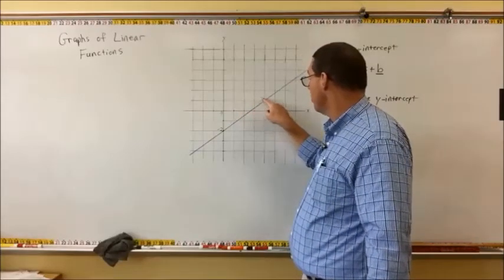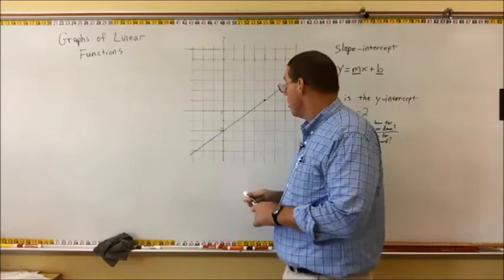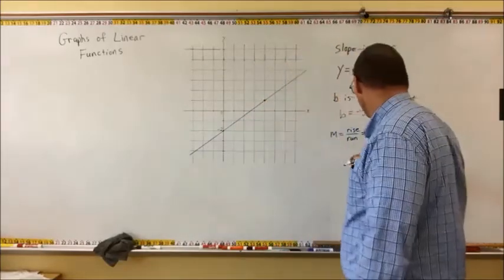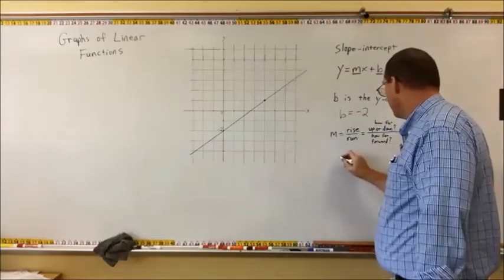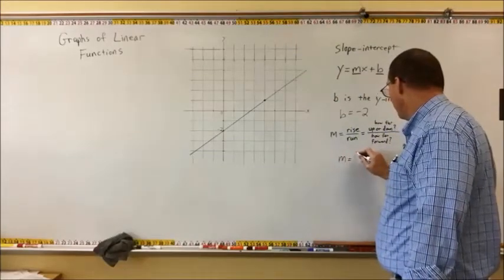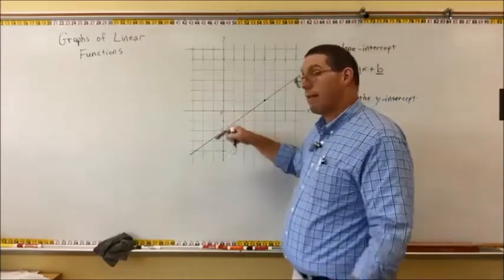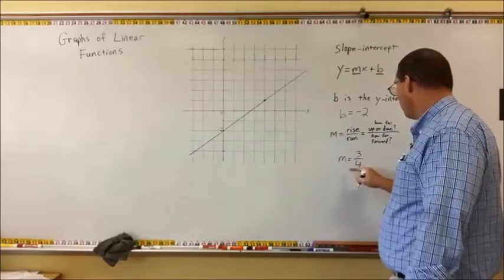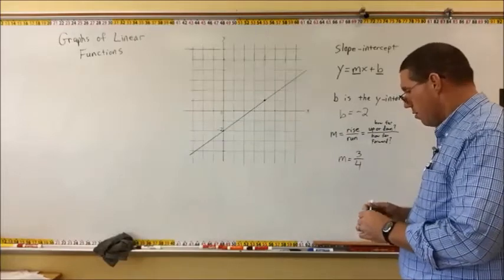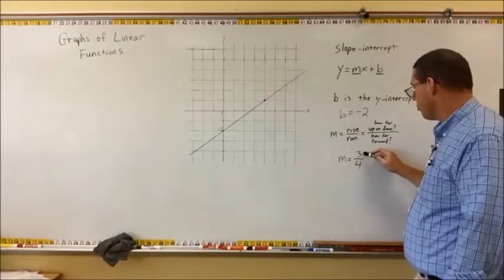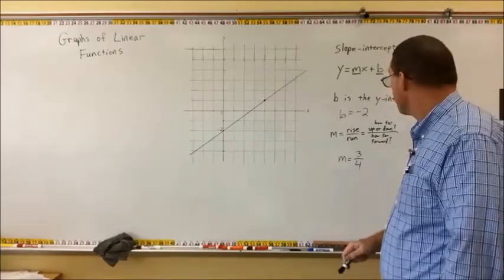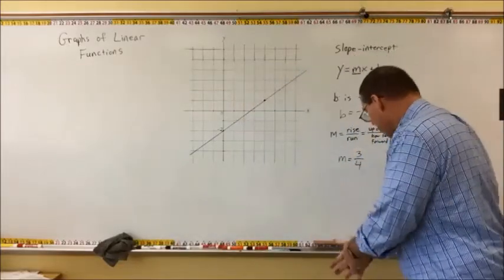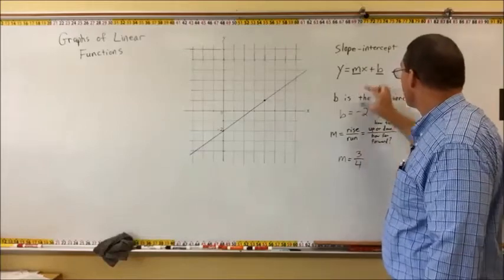1, 2, 3, 4. That's the run. So I'm going 3 up and 4 over, so in this case, m is going to be 3 up, and when you go up, that's a positive number. So it's positive 3, and then I went over 4, so that means that the slope, the m, is 3 over 4, or 3/4.